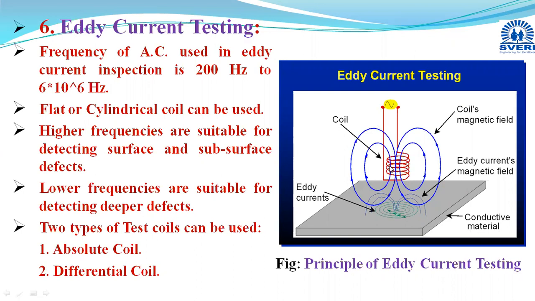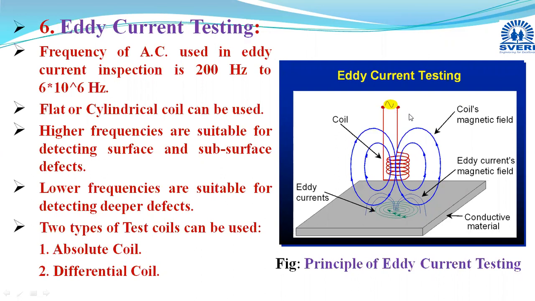The red color is the coil through which alternating current is passed, and generally the frequency used of this alternating current is in the range of 200 hertz to 6 into 10 raised to 6 hertz. This frequency we can use. And for the shape of the coil used in eddy current testing, we can use a flat coil or a cylindrical coil. Now, on which basis is this frequency selected?